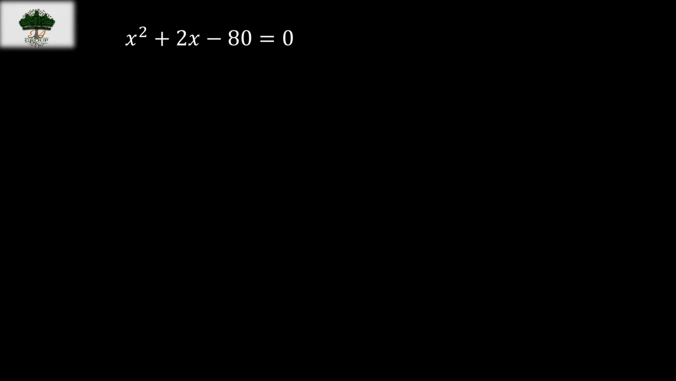The second example, we have x² + 2x - 80 = 0. The constant term is negative 80 and the middle term is positive 2. So we need a times b equal to negative 80 and a plus b equal to 2. So let's factor negative 80. Since the middle term is positive, we need the bigger number to be positive here. If you factor negative 80, you will get two opposite numbers, one positive and the other negative.